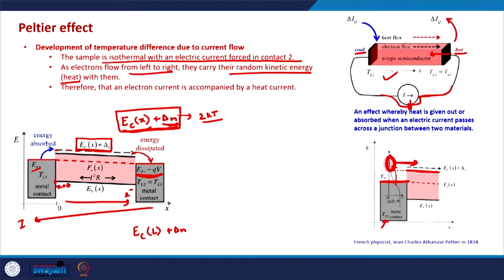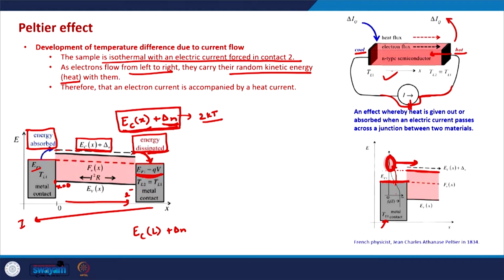Similarly, on the right side these electrons will be given to the right contact. These high energy electrons are given to the right contact at a lower Fermi level, and that way this excess heat is given to the right contact and energy is dissipated there. So a net energy is absorbed on the left contact and a net energy is given to the right contact in this way, because this is like evaporation actually.